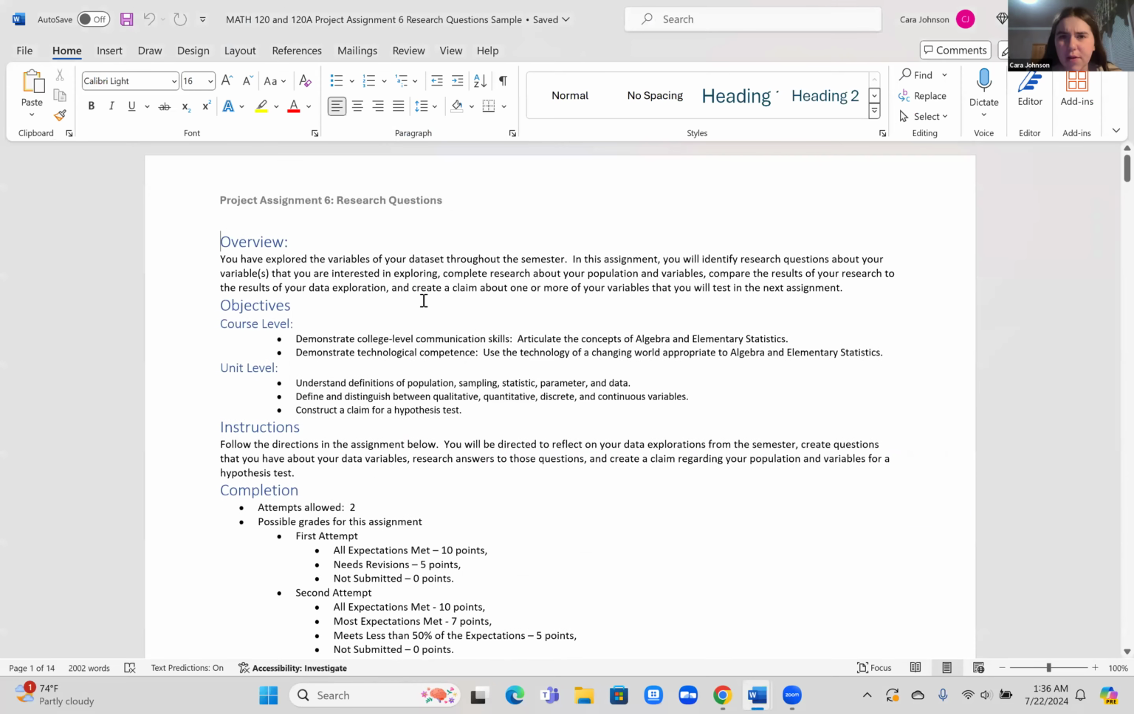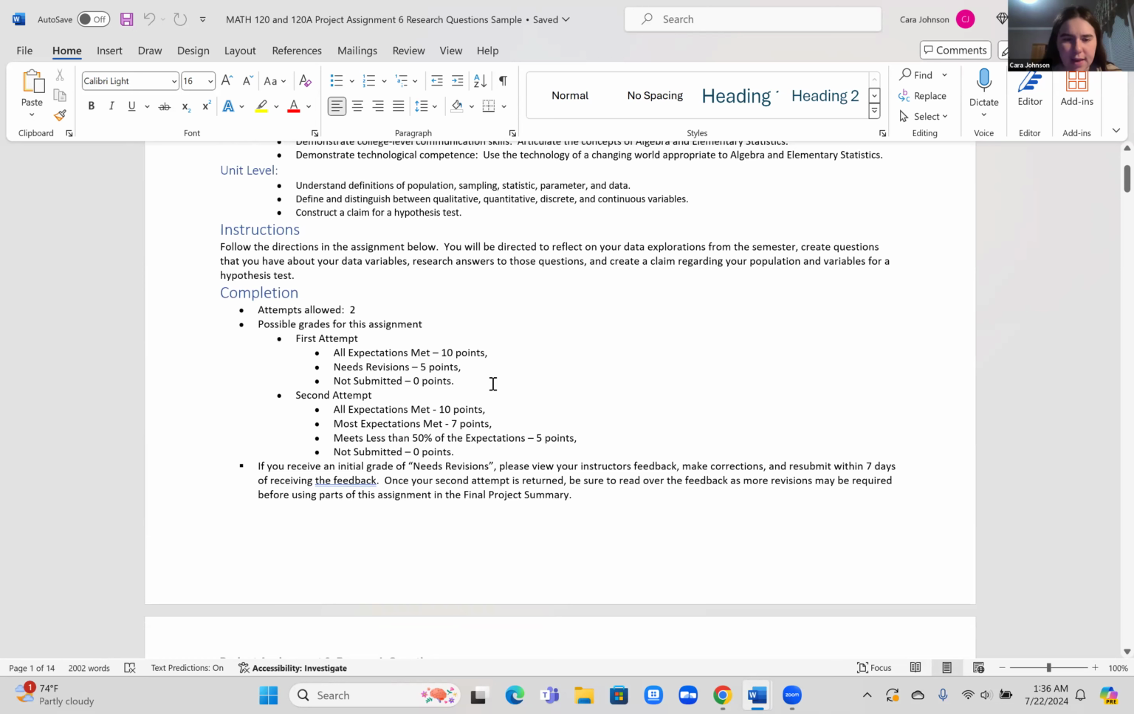So throughout the semester, you've been exploring different variables in your data set. So now in this assignment, you're going to make research questions about the variables that you're interested in exploring, complete research, and then compare the results of the research to what you've discovered from the data, and then create a claim about your variables that you can test in Project 7.